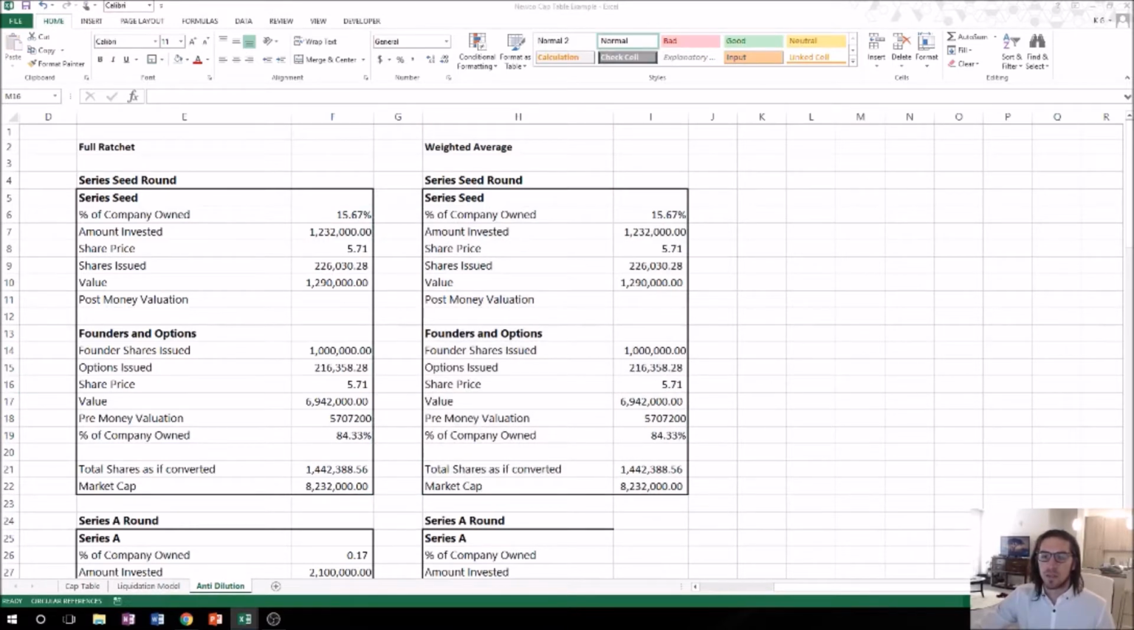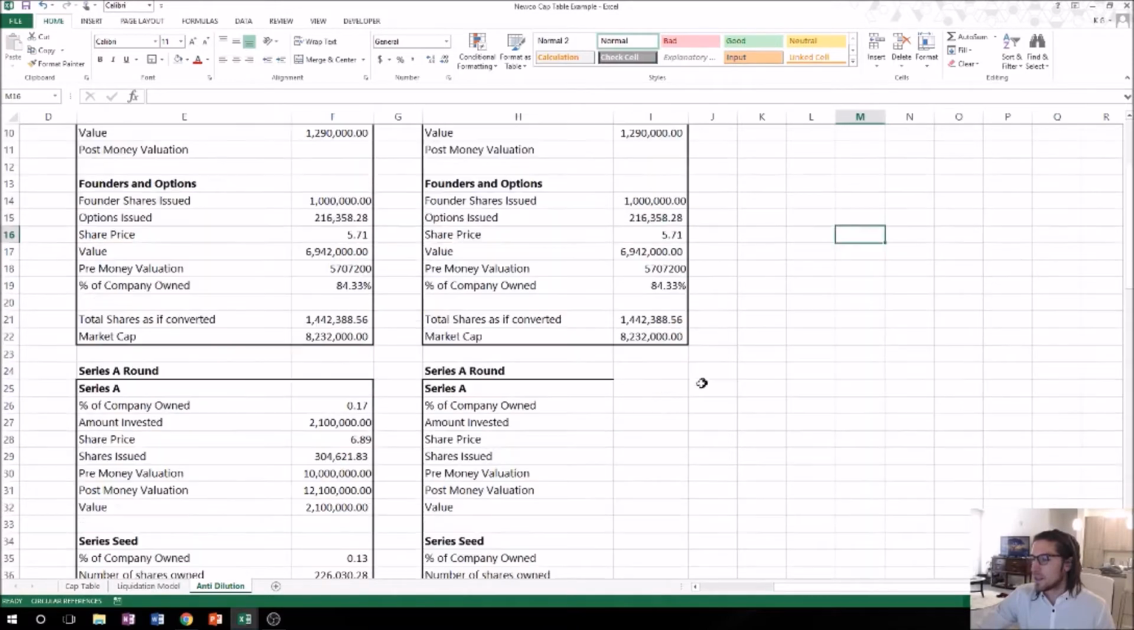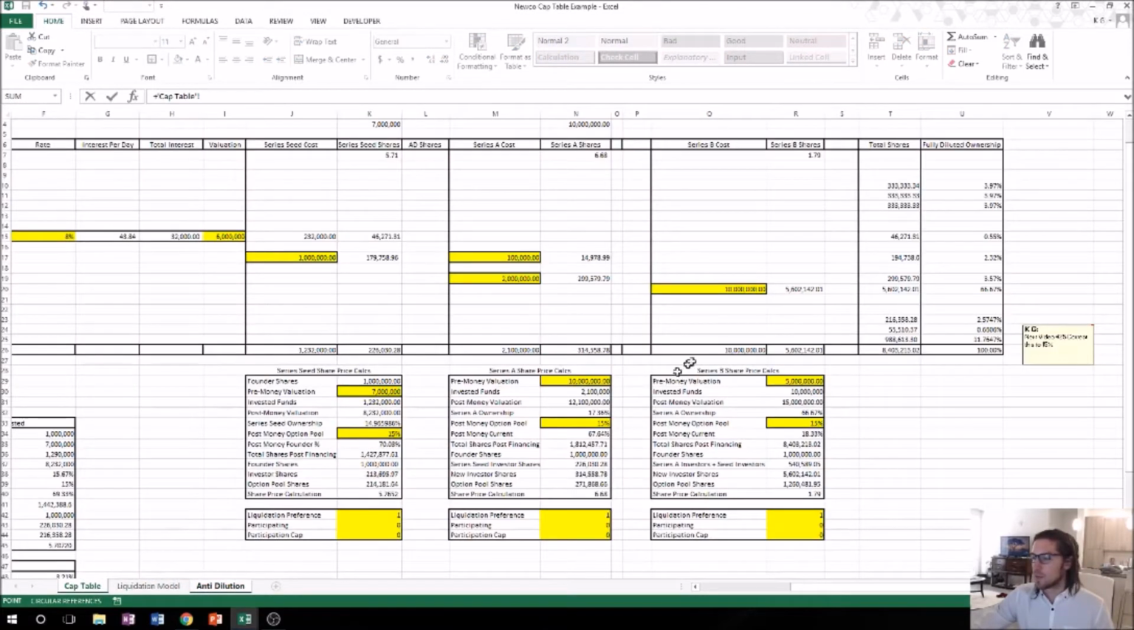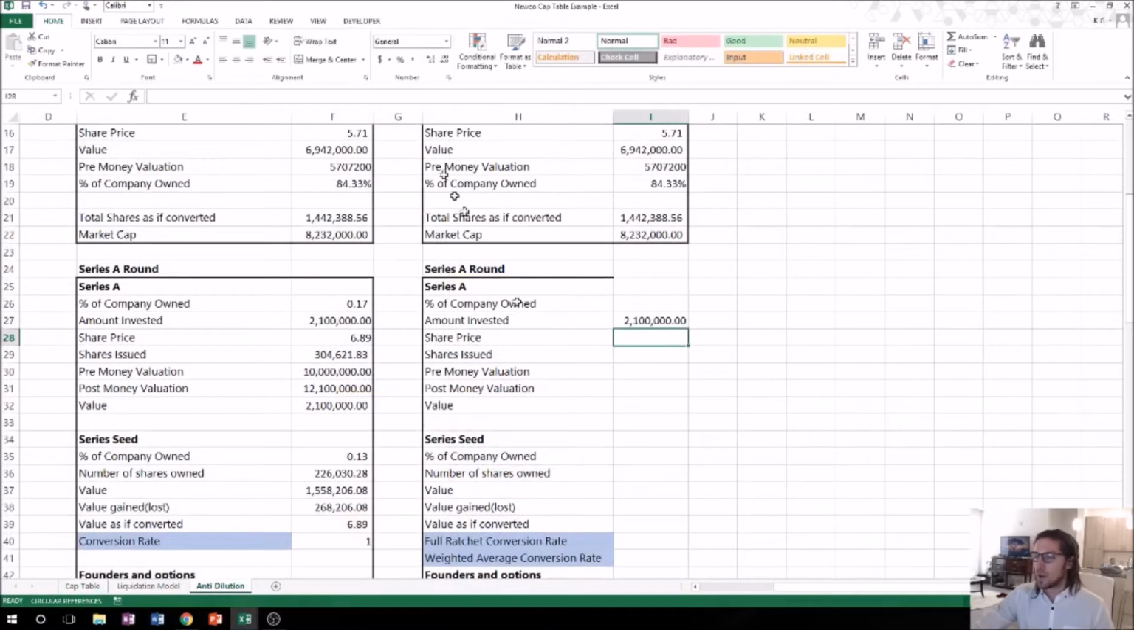So now let's move into the Series A. And this is where it'll get a little bit tricky. First things first, we'll do amount invested by referencing the cap table, and that's that 2.1 million. The share price, I'm just going to highlight in a blue color or something, because we'll have to come back to that in a minute.